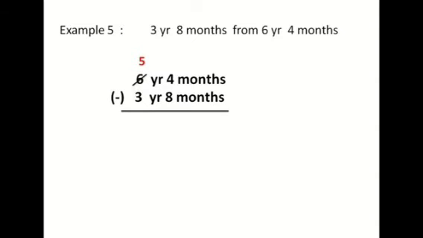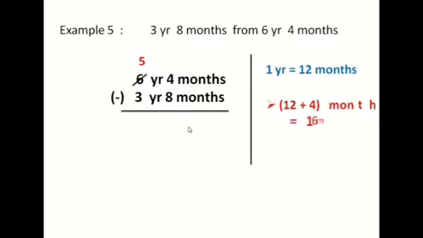6 became 5. So that 1 year means 12 months. That 12 will be added up with this 4. So 4 plus 12 gives you 16. So 4 became 16 now. 16 minus 8 you can do. How much is it? 16 minus 8 gives you 8. 5 minus 3 gives you 2. So it will be 2 years 8 months.